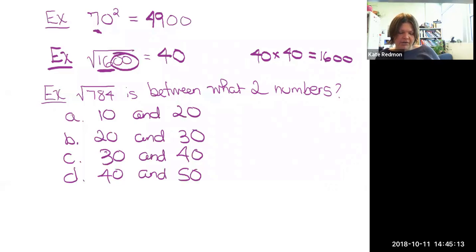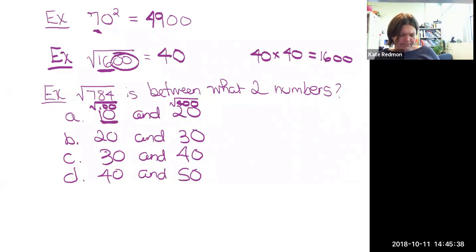So let's make sure we can utilize this skill. But the square root of 784 is between what two numbers? Well, let's think about it. 10 times 10 is 100, so that would be the square root of 100. See how I'm working backwards? I always work backwards. Instead of square rooting, I deal with perfect squares. And then 20 times 20, of course, is 400, so the square root of 400 is 20.